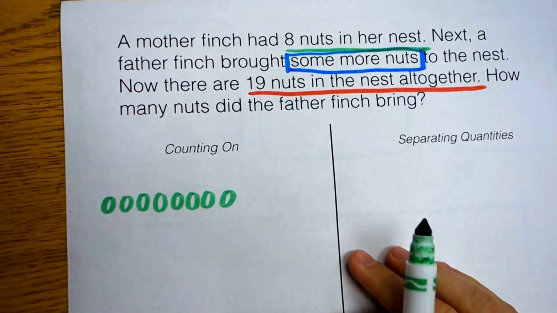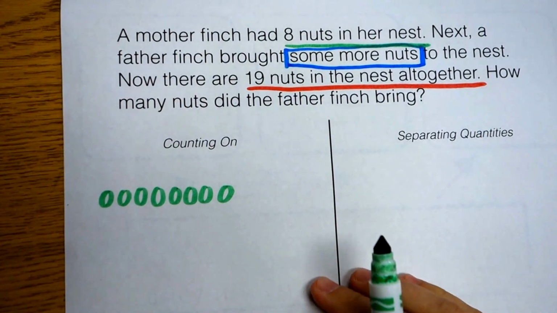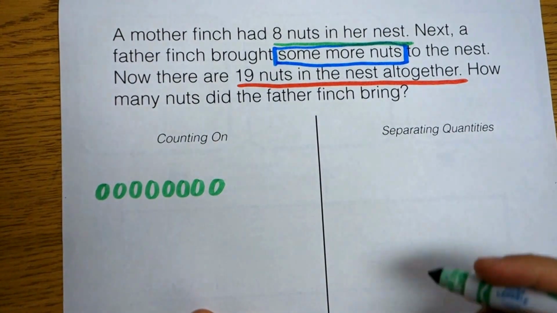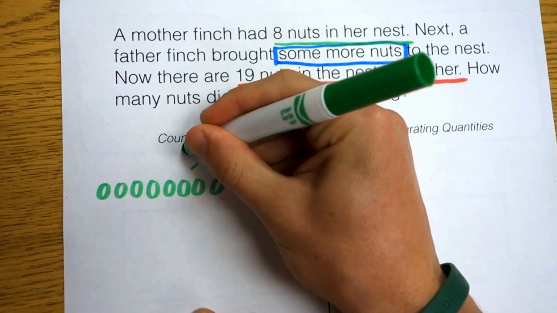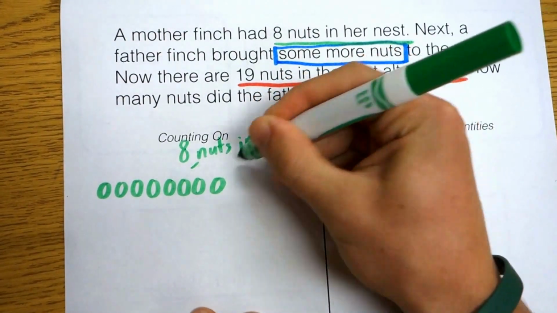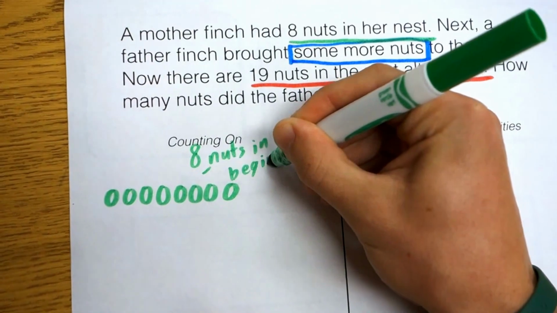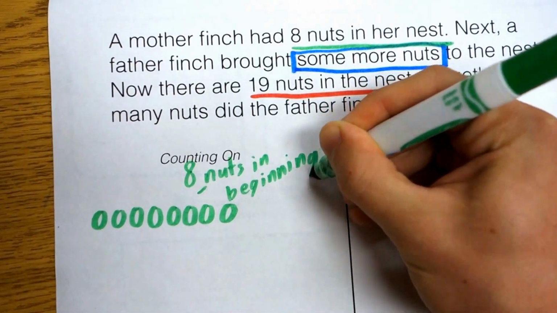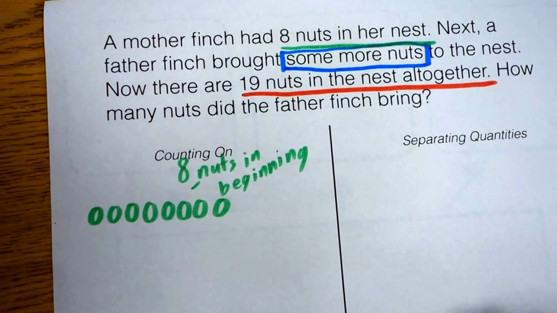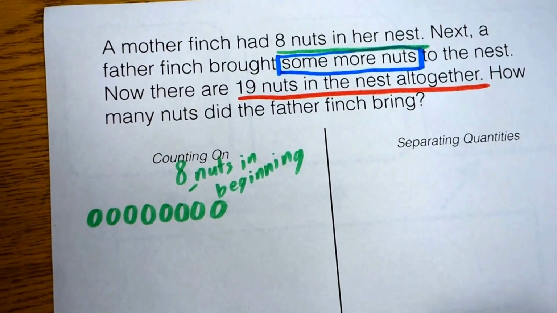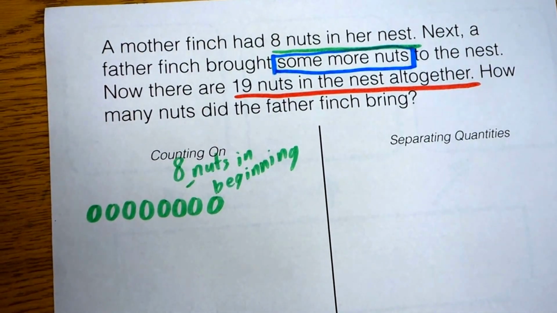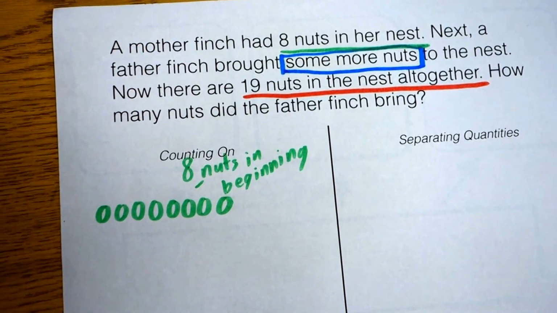Now, especially with this type of problem, it's really important that we label our diagram so that we remember which part of the problem each part of our diagram is talking about. So this will be the 8 nuts in the beginning. So now that we have our 8 nuts, we know that at the end there were 19 nuts after the father brought some more, but we don't know how many he brought. So one thing we can do is we can use the strategy of counting on and draw some more nuts until we get to the 19 that there are at the end.